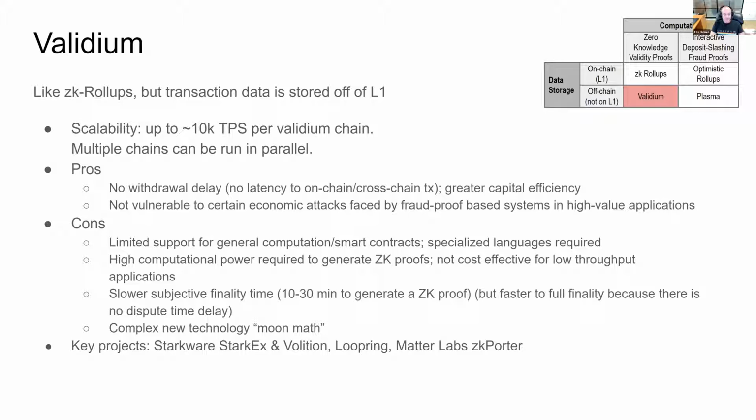And we have Validium, which, like ZK rollups, uses zero knowledge validity proofs in the same way. And the only difference really is that transaction data is stored off chain, off of layer 1 on a layer 2 network. So this gets you much higher scalability, like Plasma, which also stores data off chain. You can get probably on the order of tens of thousands of transactions per second per Validium chain. And you can run multiple of these in parallel. So you can add up the capacity to hundreds of thousands, maybe millions of transactions per second if you run them in parallel.